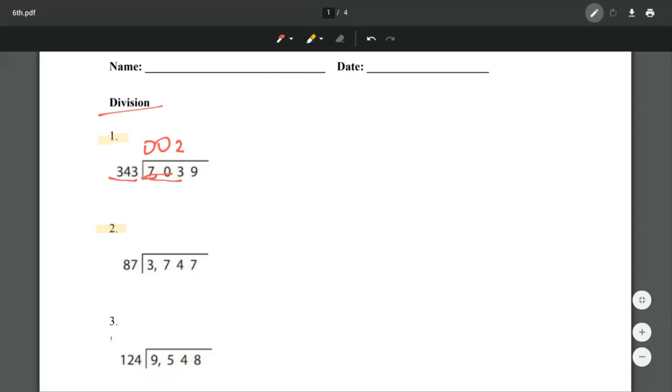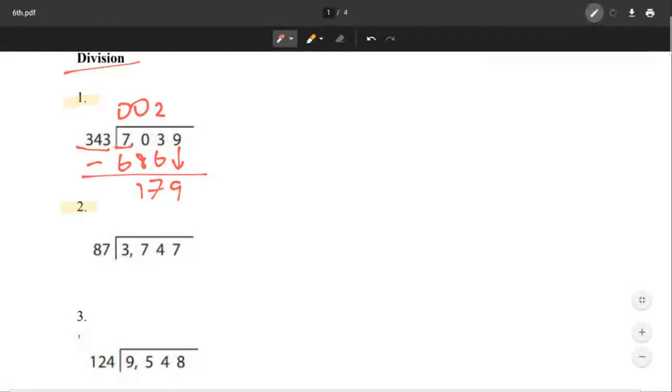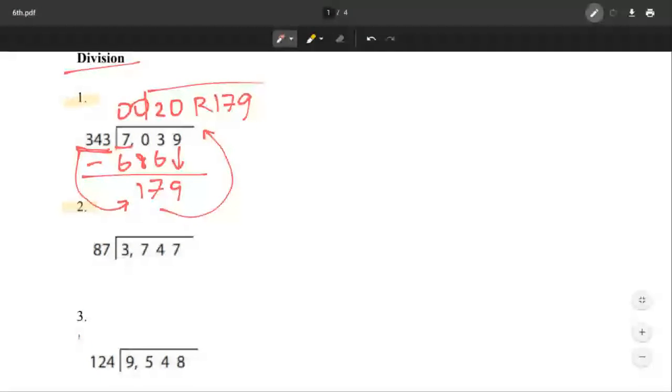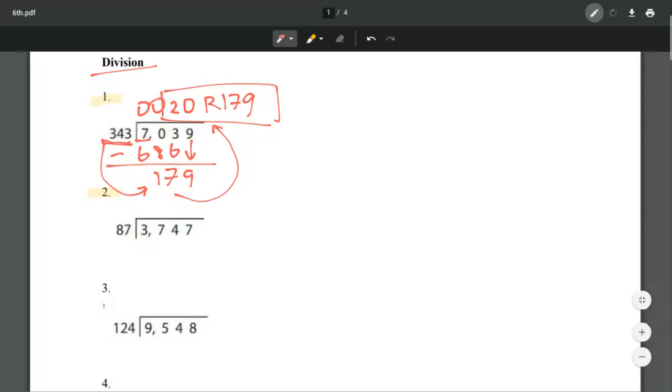And so what's 343 times 2? It is 686. We subtract and we get 17, right? Bring down the 9, so now we have 179. So now we again ask, how many times does 343 go into 179? Well, 0 times, right? And so we get a remainder of 179, and our answer is 20 with a remainder of 179. Okay? Then let's look at number 2.